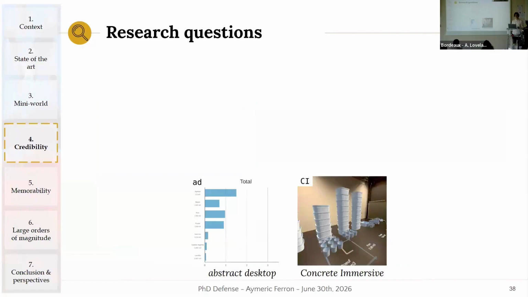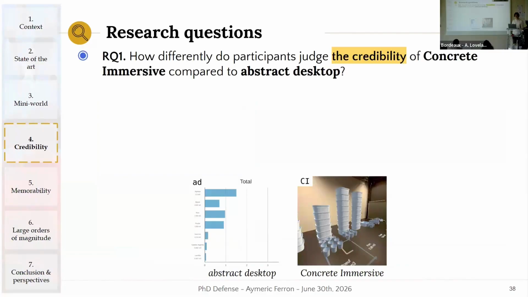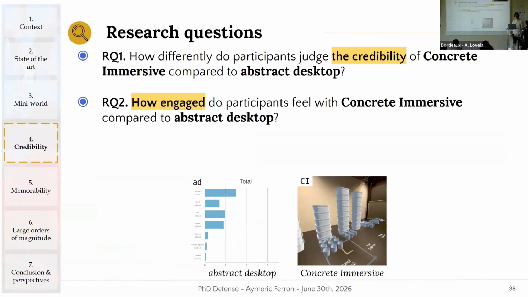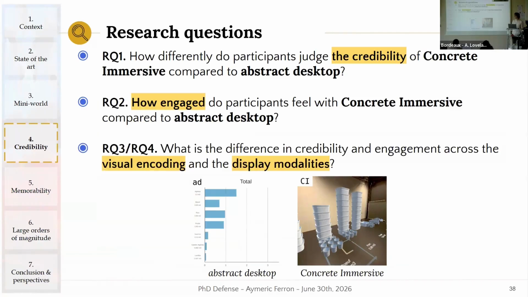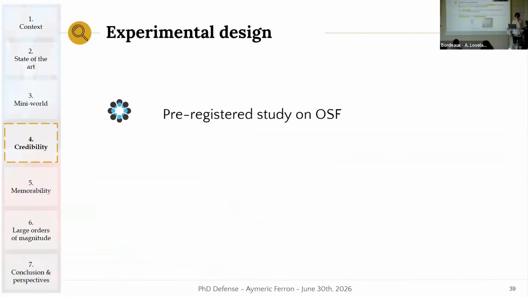So we got several research questions. First, how differently do the participants judge the credibility of concrete immersive compared to abstract desktop? Second, how engaged do the participants feel with concrete immersive compared to abstract desktop? And finally, what is the difference in credibility and engagement across the visual encoding and the display modality?